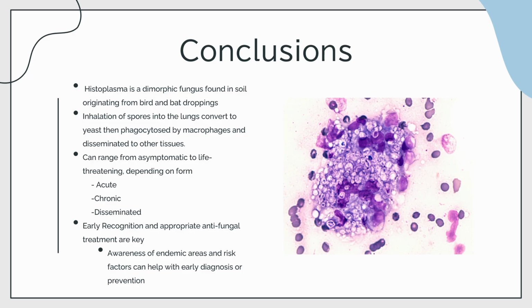In conclusion, Histoplasma is a dimorphic fungus found in soil originating from bird and bat droppings. Inhalation of these spores go into the lungs and are converted to yeast at specific temperatures, and then are phagocytosed by macrophages and disseminated to other tissues. These can range from asymptomatic to life-threatening depending on the form. You may see acute, chronic, or disseminated symptoms.